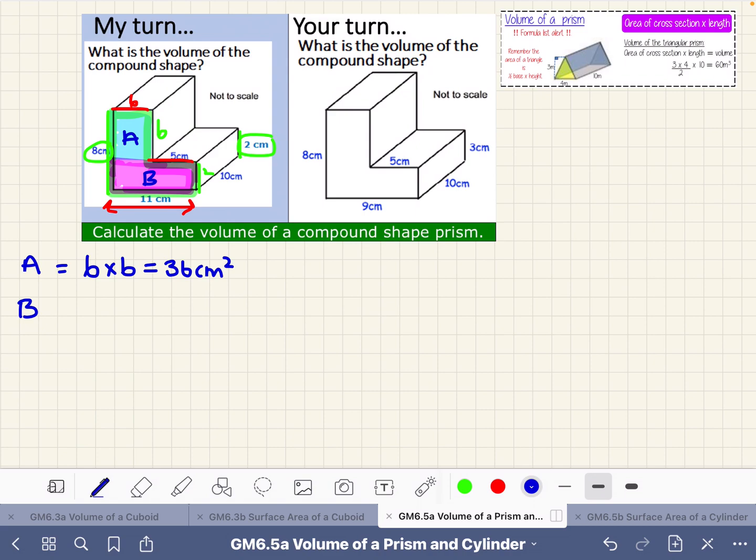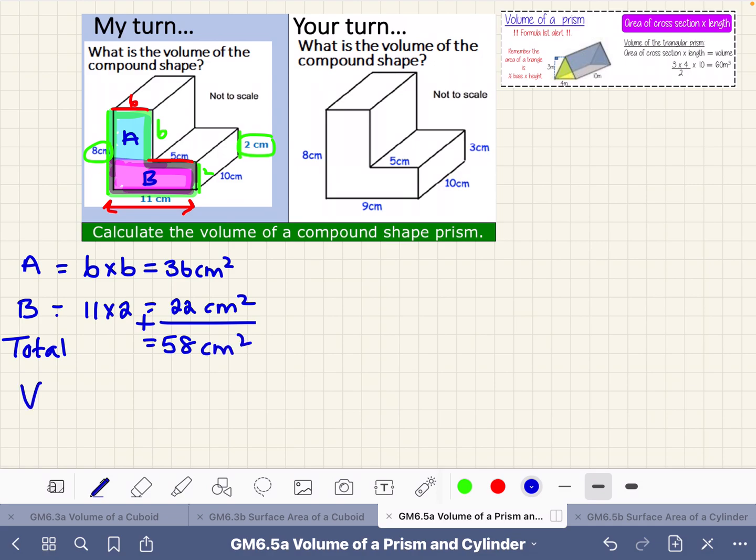Moving on to B. I know the full distance across the bottom is 11. I've marked up that this height here is 2. That means I have 11 multiplied by 2 gives me 22 centimetres squared. The total area is equal to 36 add 22, which is 58 centimetres squared.